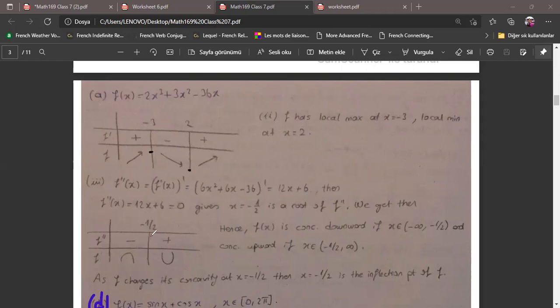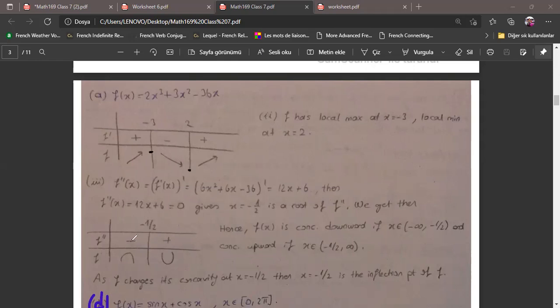Now, again, we need to check the sign of this f double prime, the second derivative of the given function. So just pick any value from here. It's easier to take 0. So if we plug 0 here, we will get 6, which is positive. So we start with positive. And here, for example, you can take -1. If you plug that, you will get something negative.